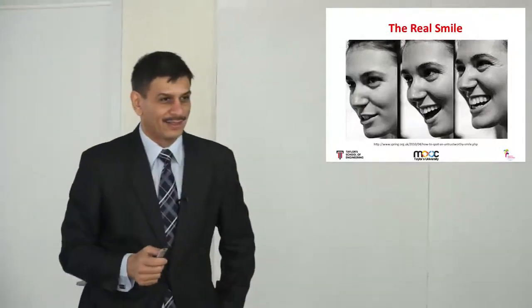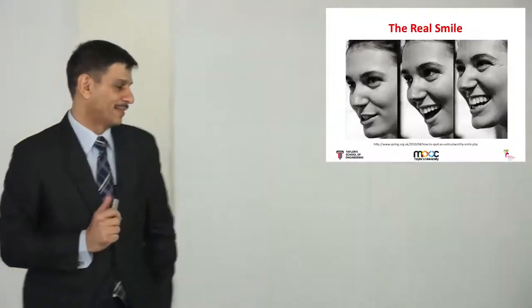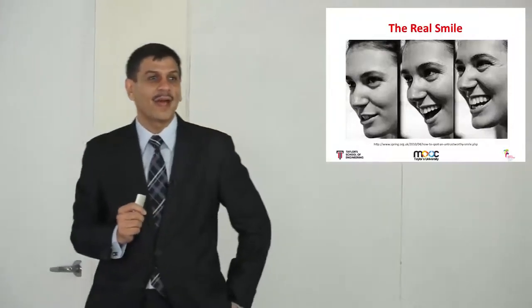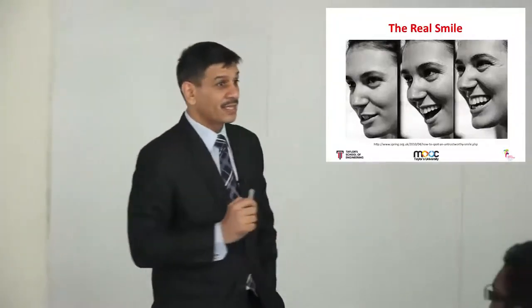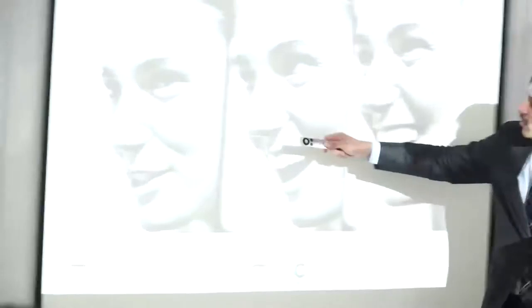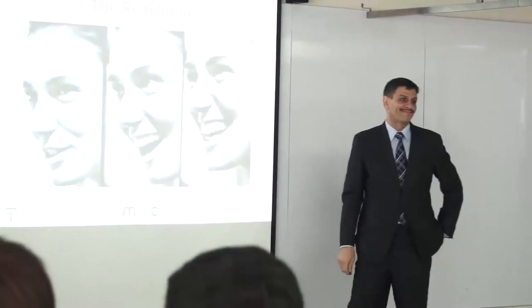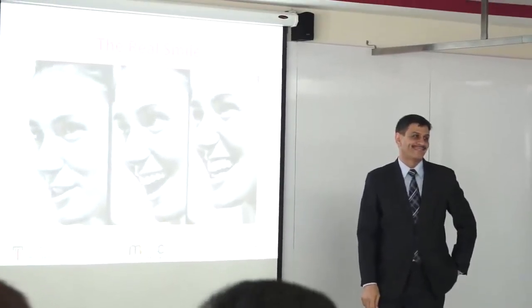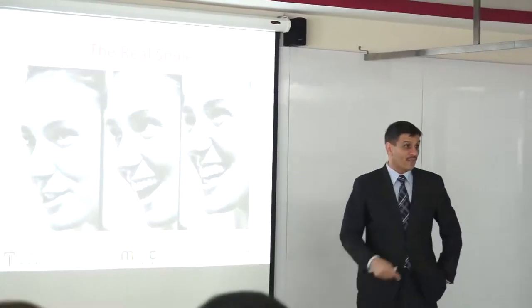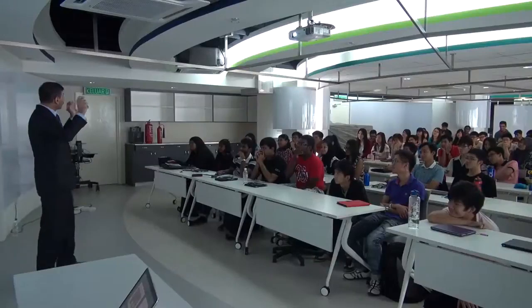So how can you tell if the person is genuinely smiling or just pretending to smile? The eyes. What happened to the eyes? So the eyes are squeezed. So if you look at this smile compared to this smile compared to this smile. But if I am really happy to see you, there are other muscles. So the real happiness, the real joy, you cannot just simply draw it on your face.